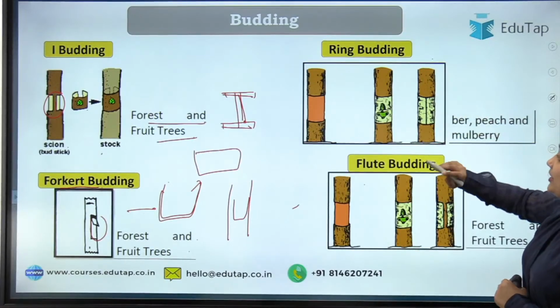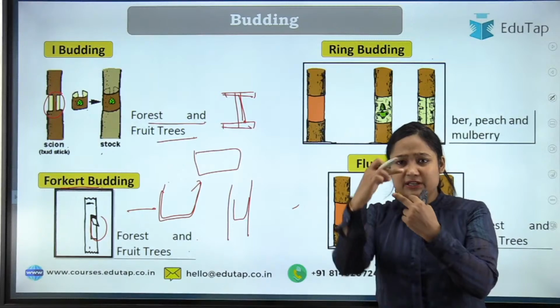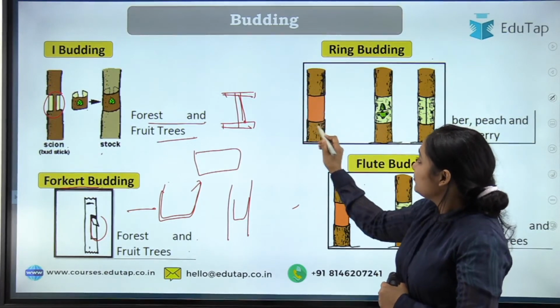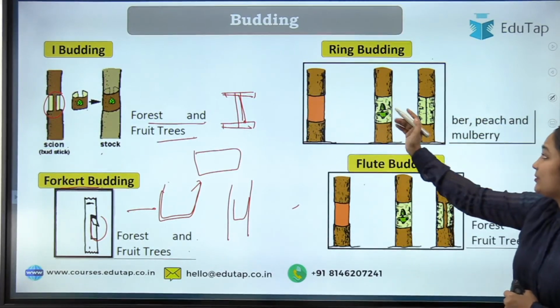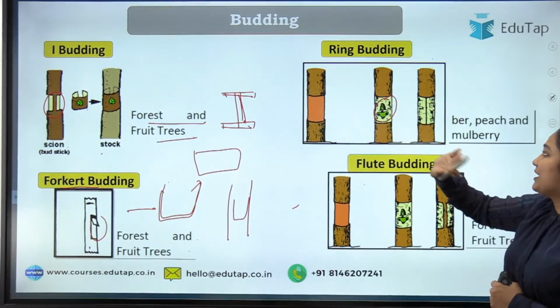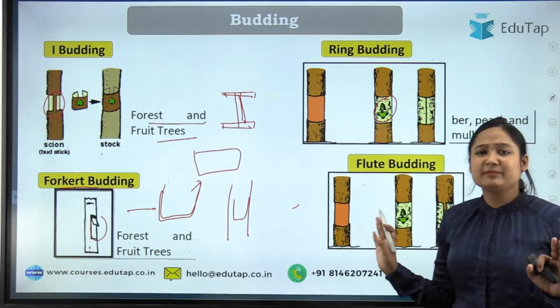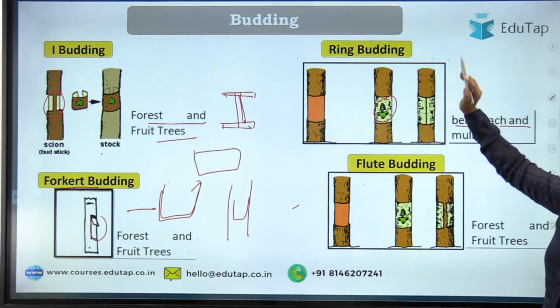So in ring budding, we are cutting completely in a ring. Quite easy. Like your ring, completely from all sides, it is cylindrical. So we are completely removing it. The cylindrical part is totally removed from the stock, and the bud structure is introduced at one part. That completes your ring budding. Quite easy, there is no problem here. So pear, peach and mulberry, we use ring budding again.